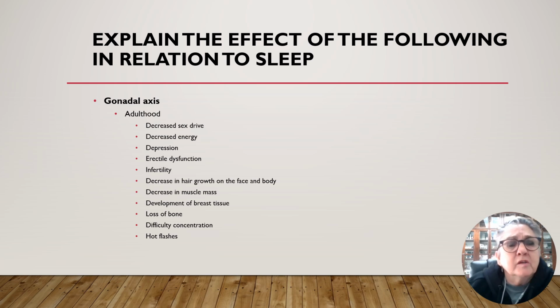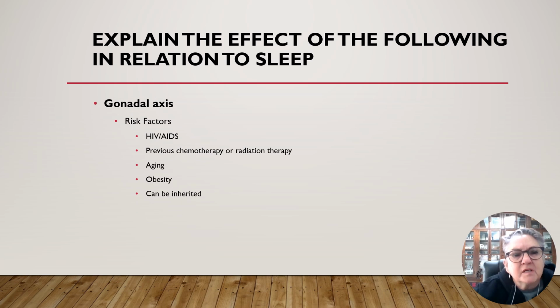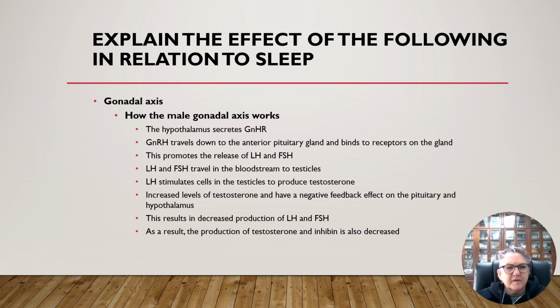In adulthood, the gonadal axis can have the effect of decreased secretions, which would be decreased sex drive, decreased energy, depression, erectile dysfunction, infertility, decrease in hair growth on the face and body, decrease in muscle mass, development of breast tissue, loss of bone, difficulty concentrating, and hot flashes. Gonadal hormone secretion can be affected by HIV and AIDS, previous chemotherapy or radiation therapy, aging, obesity, or it can be inherited. How does it work?